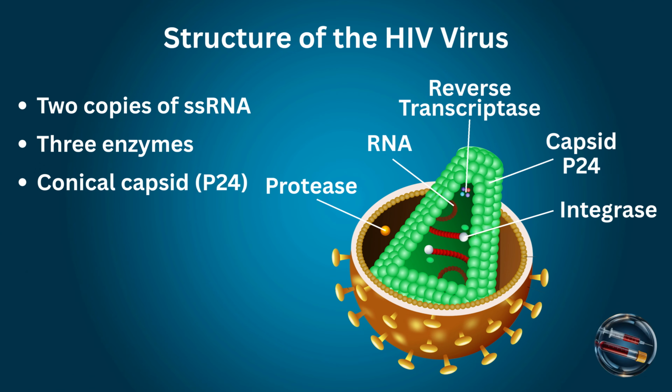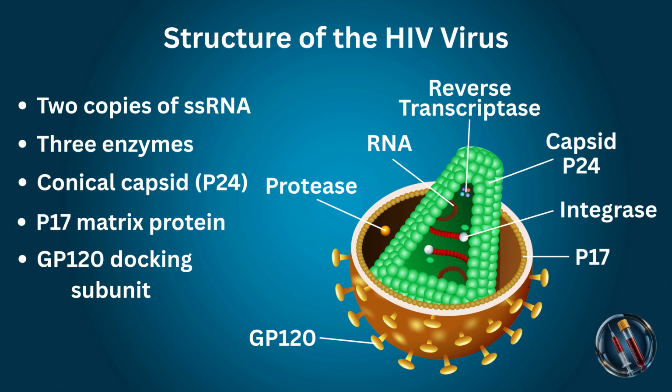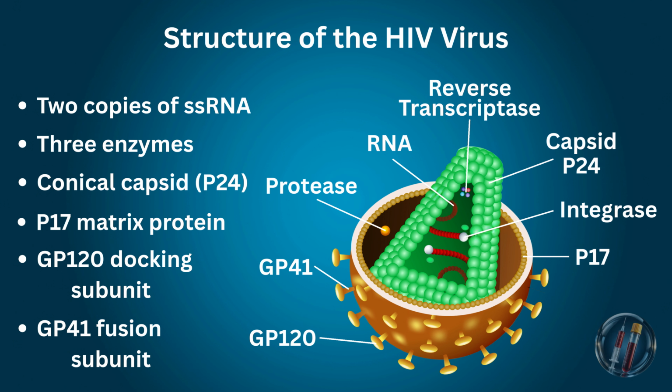Directly surrounding this capsid is the P17 matrix protein, which provides structural integrity to the virus. Finally, the outermost layer consists of a lipid bilayer derived from the host cell membrane. Embedded within this final barrier are viral spikes composed of glycoprotein complexes, where each spike forms a trimer of the GP120 outer docking subunit and the GP41 transmembrane fusion subunit, both of which are coded by the ENV gene.